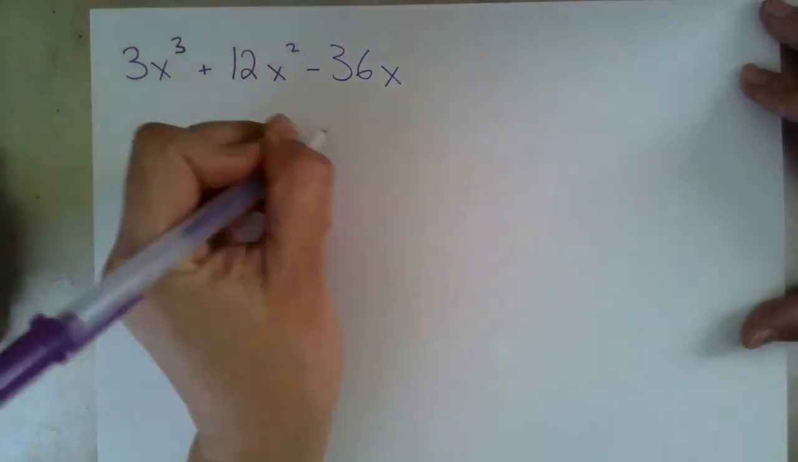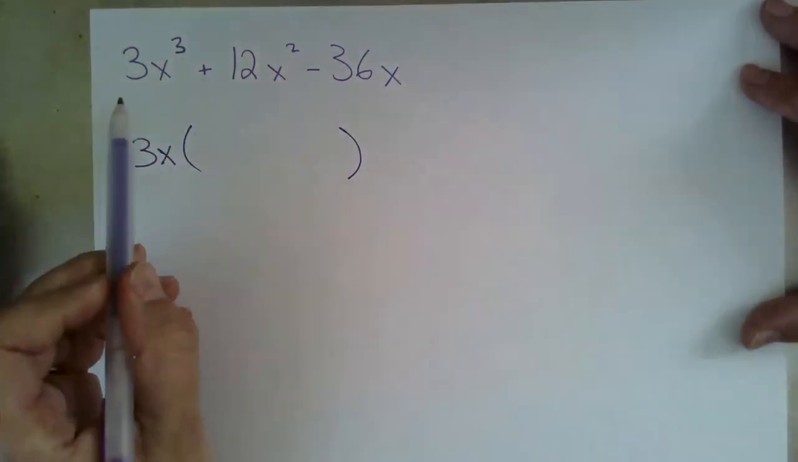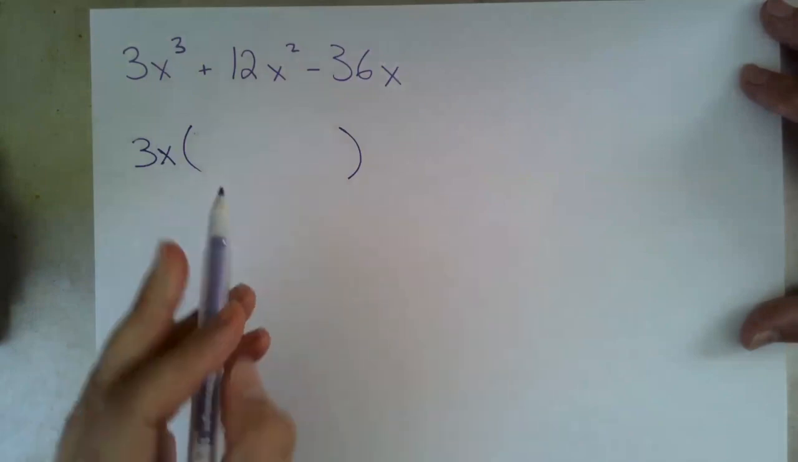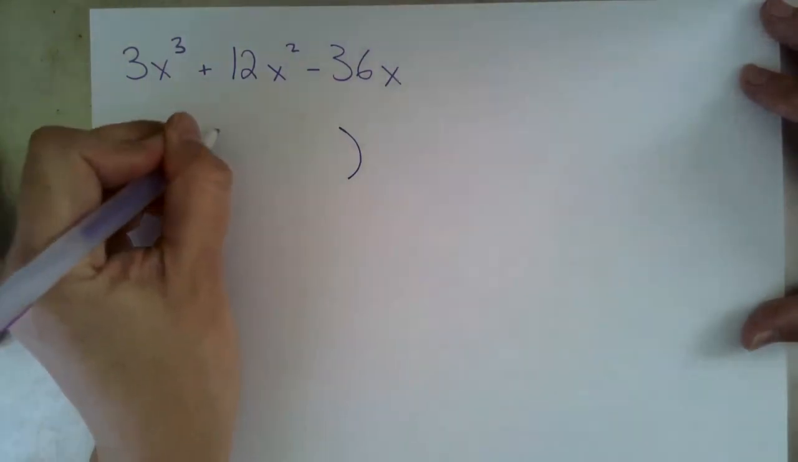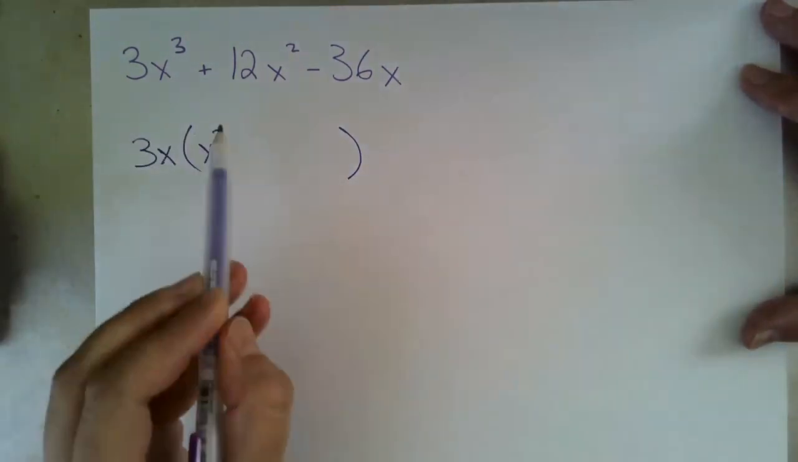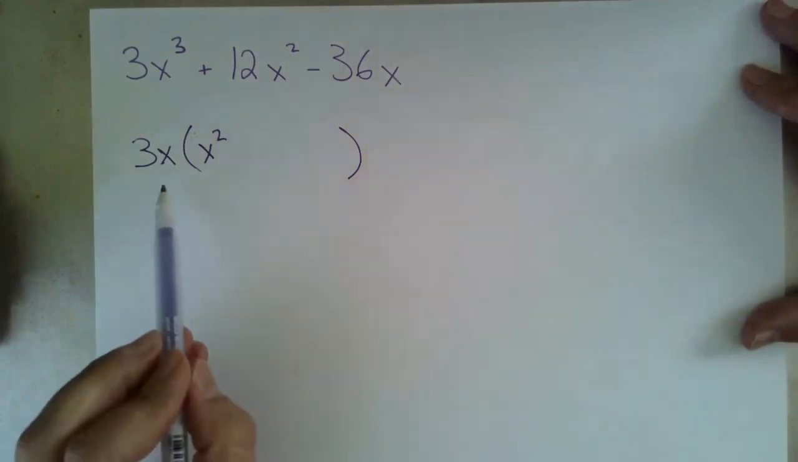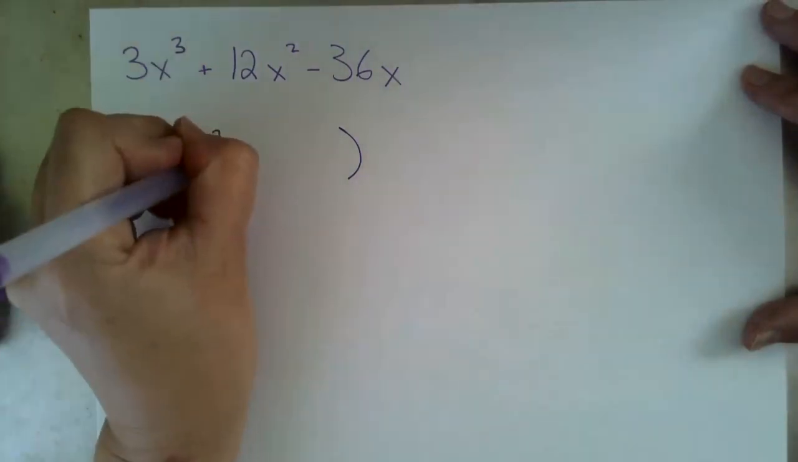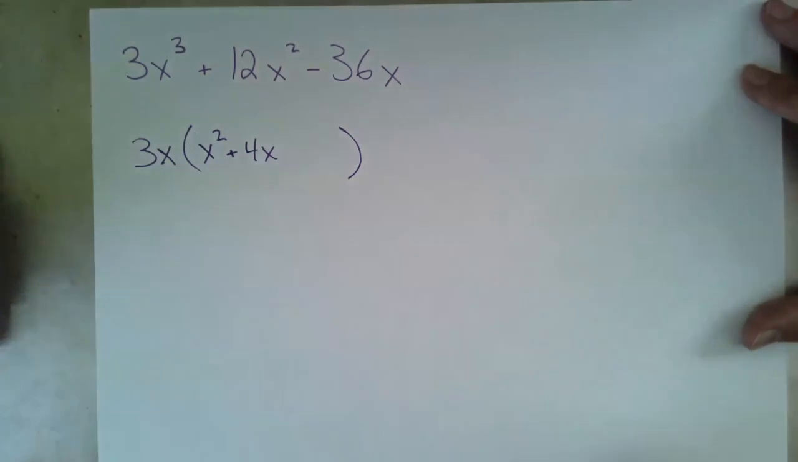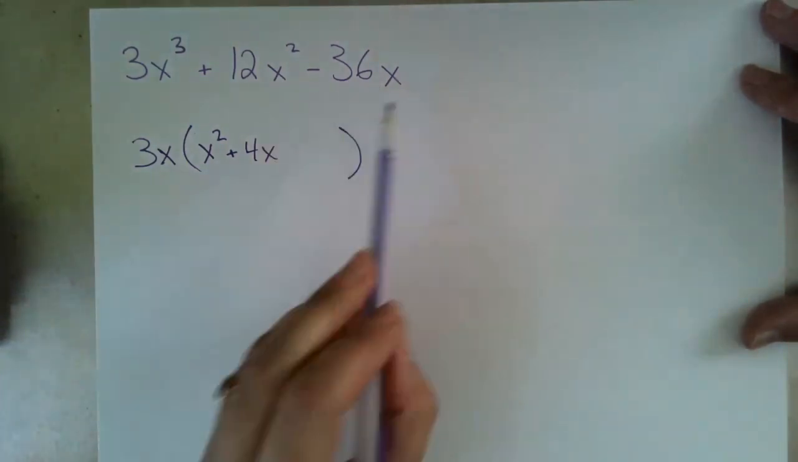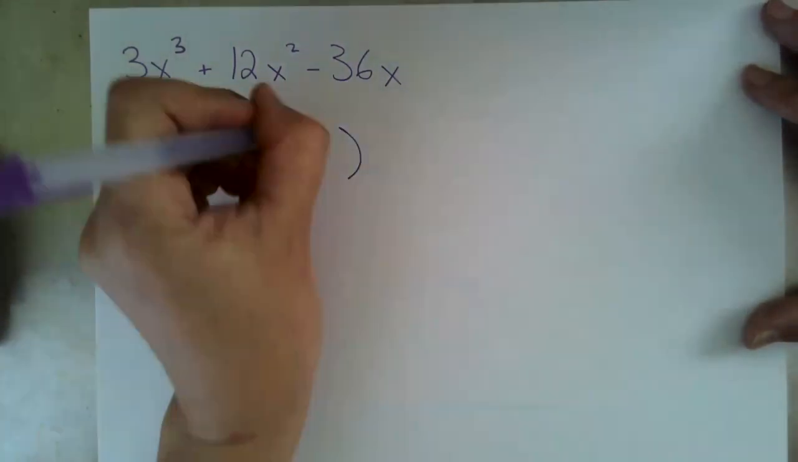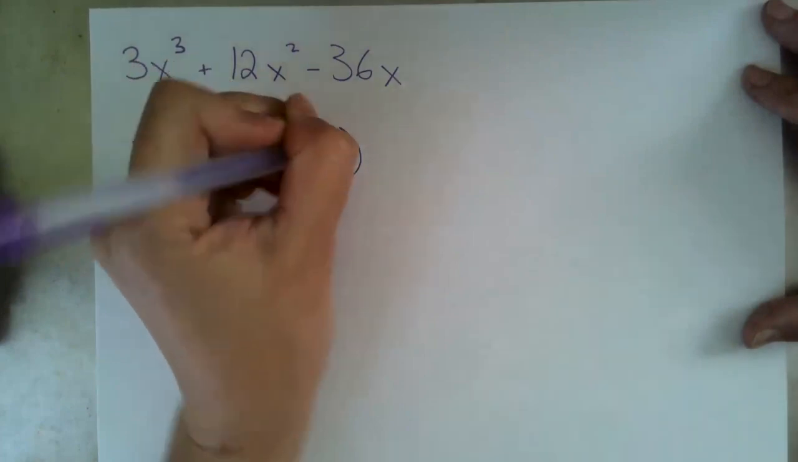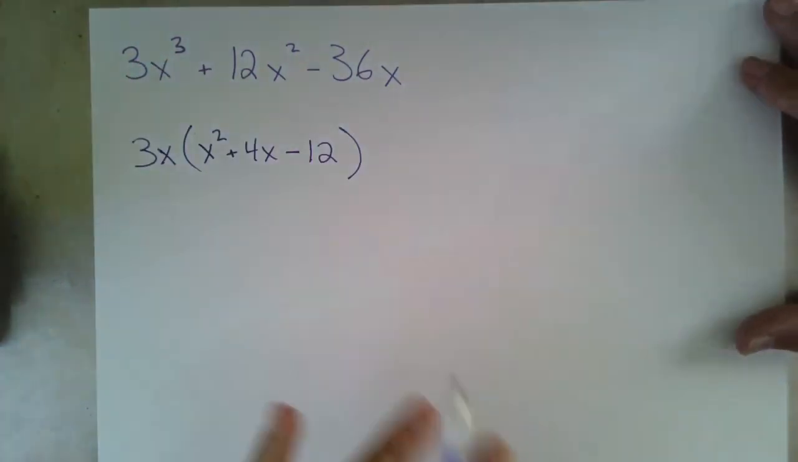And so now I'm going to see what's left. 3x cubed divided by 3x leaves me with x squared. 12x squared divided by 3x leaves me with 4x. And negative 36x divided by 3x leaves me with minus 12.